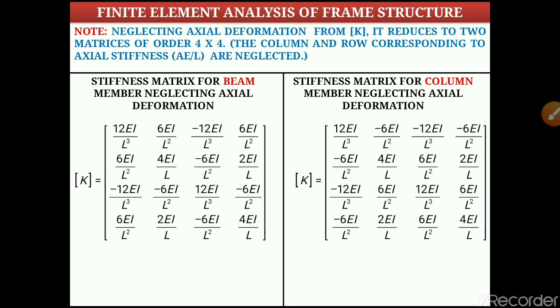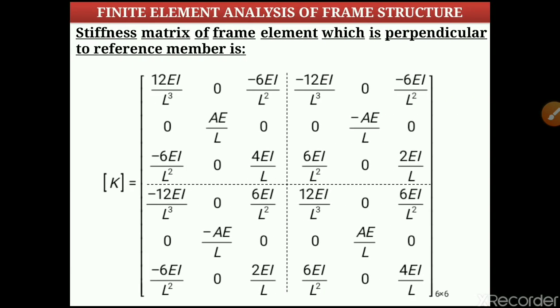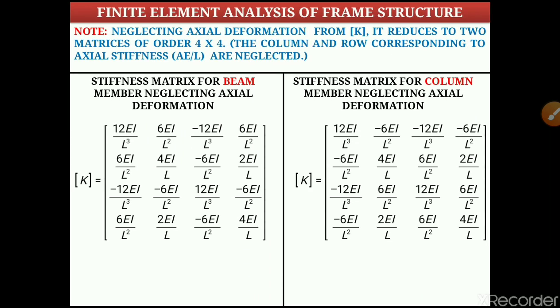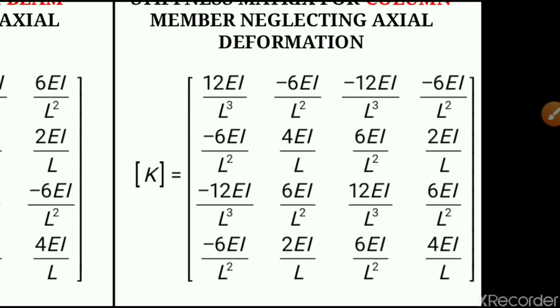Now here, if we neglect axial deformation, then we will have another 2 matrices of order 4 by 4. So in previous K, the row and column corresponding to axial stiffness AE upon L is neglected. Hence, we got this stiffness matrix for column member neglecting axial deformation. So this K is of order 4 by 4, includes 12 EI upon L cube, 6 EI upon L square, 4 EI upon L and 2 EI upon L, like these elements.